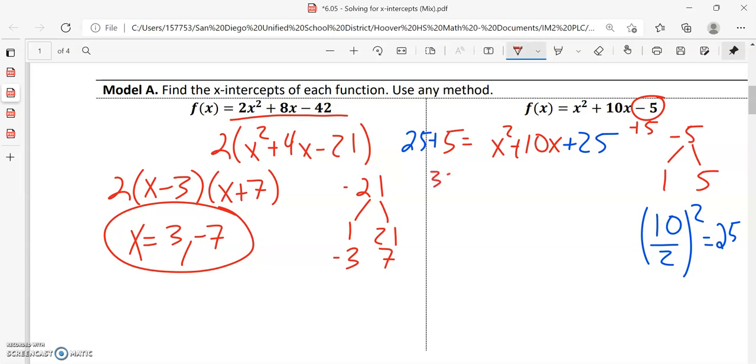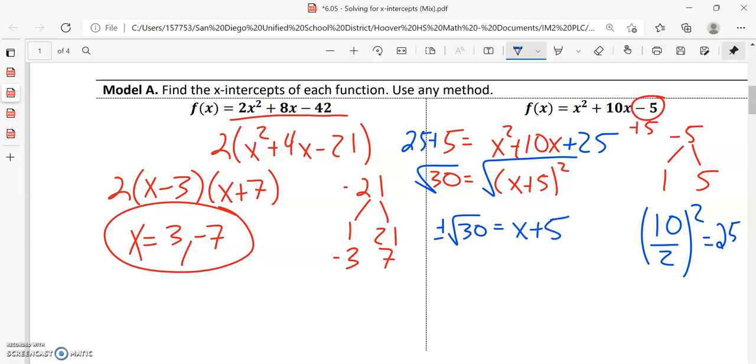25 plus 5 is 30. This as a binomial squared is x plus 5 squared. Now we're going to solve for x. Square root both sides. We get plus minus square root of 30 equals x plus 5. And then we're going to subtract 5 from both sides. So our answer is negative 5 plus minus square root of 30 equals x.